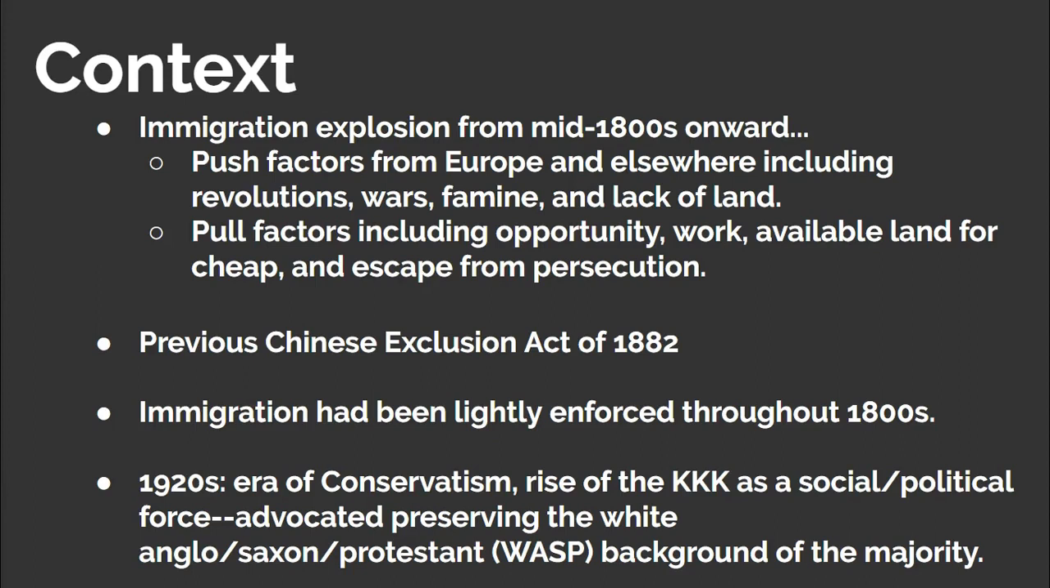In the 1840s and 50s, a political party sprung up advocating against immigration called the Know Nothings, or American Party. And then in 1882, because of increased immigration from China, the Chinese Exclusion Act was passed, which banned all immigrants coming from China. However, that ban, and immigration in general, was lightly enforced throughout the 1800s, in which you could say that America had nearly open borders.